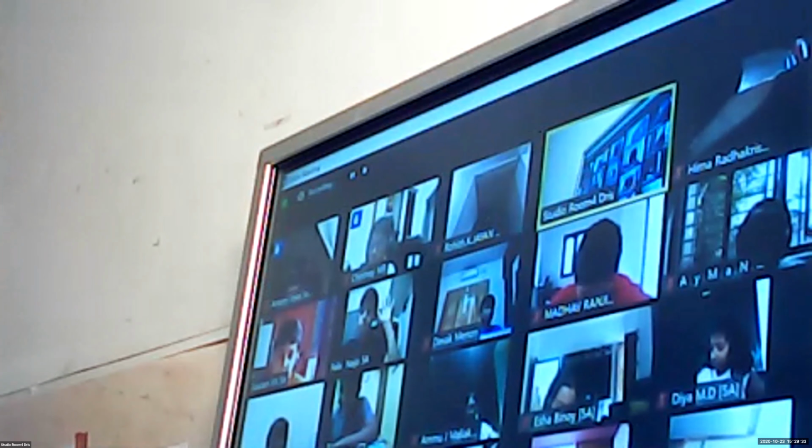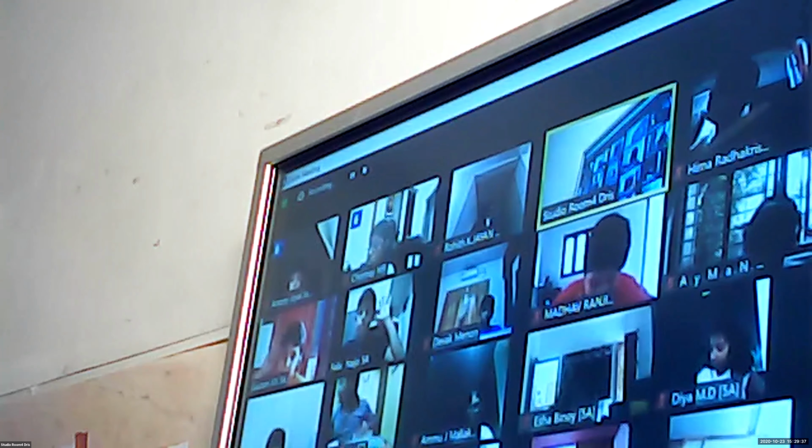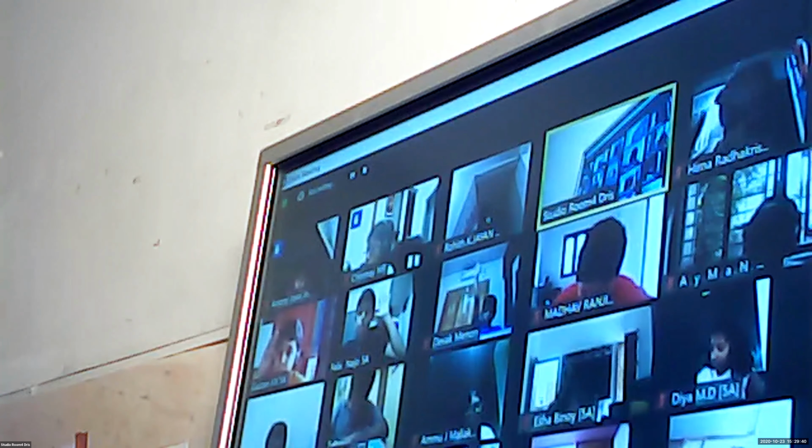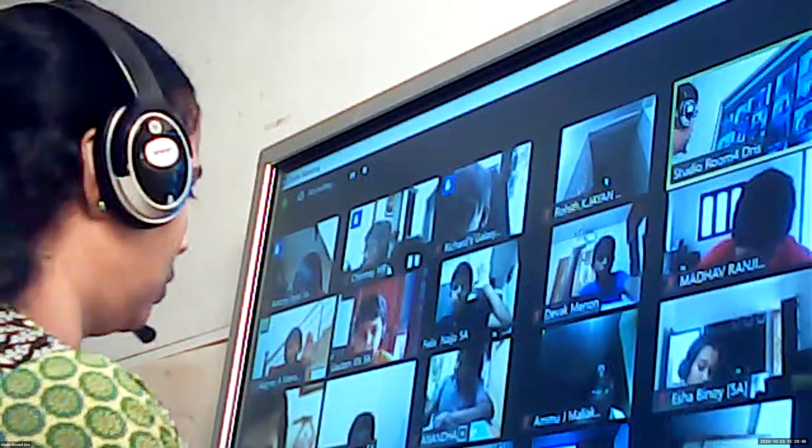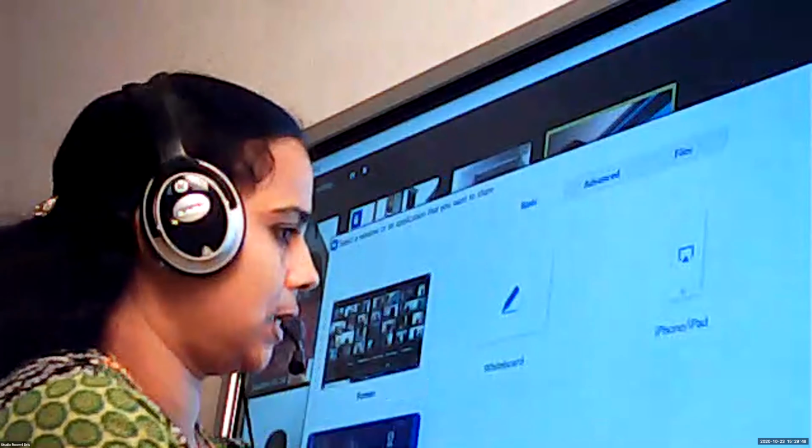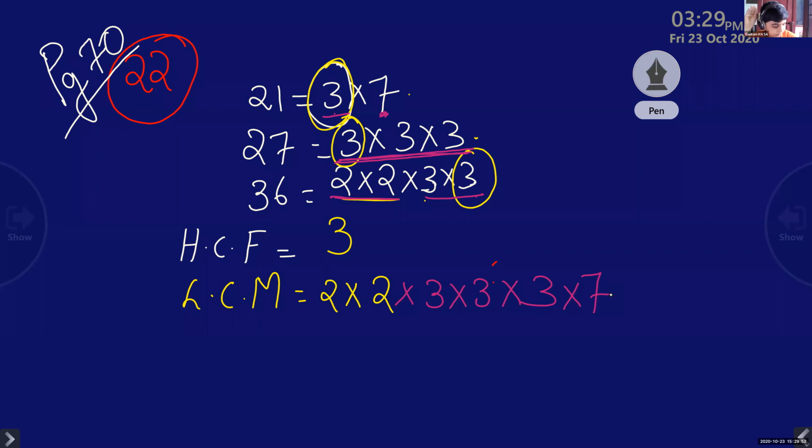How many children finished? Can raise your hand. Yes, Anandesh, Harsha, Gautam, Felix, Devak. Okay. Children, please look at the board and see the numbers. 2 into 2, 4. Again multiplied by 3 into 3 into 3 into 7.